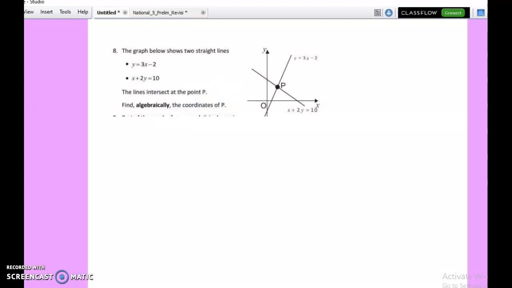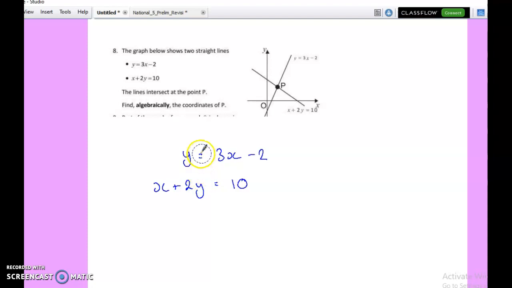Number 7 you could try now if you've done the quadratic work, but we'll skip it just now. Number 8, we've got two straight lines. We've got the line y equals 3x minus 2 and the line x plus 2y equals 10. Okay, two ways of doing this. I'll show you both ways.